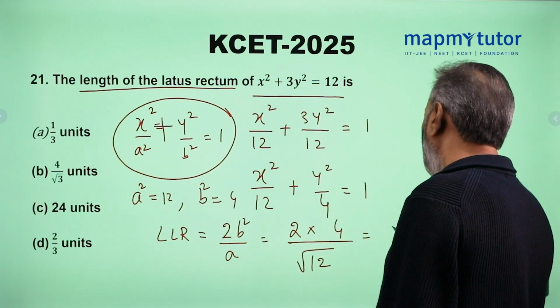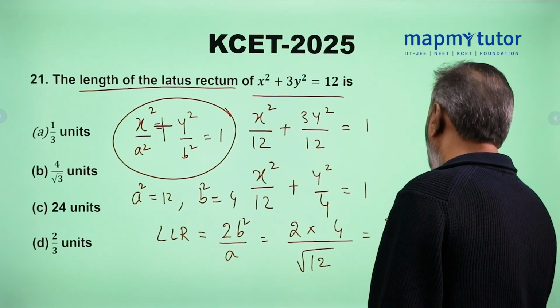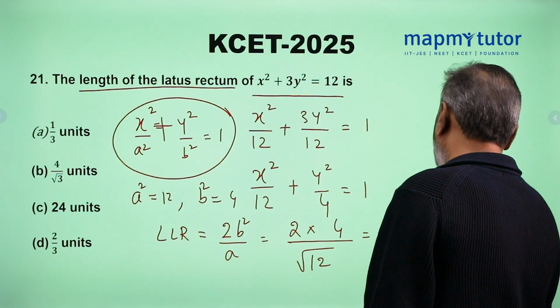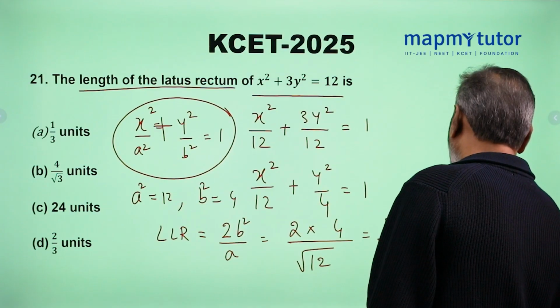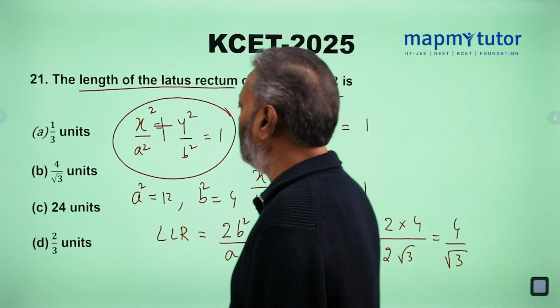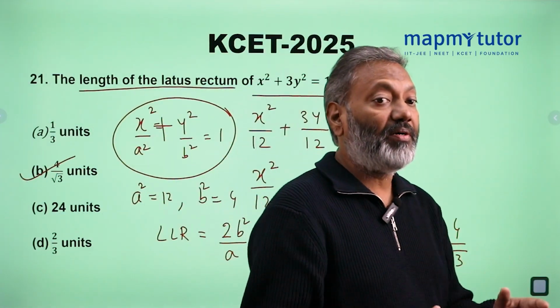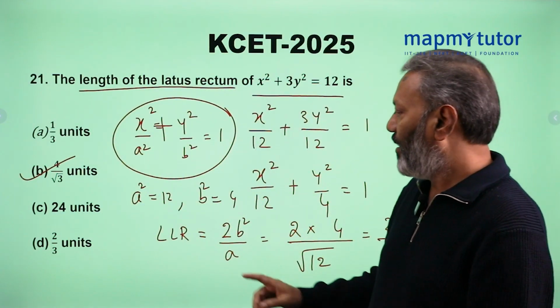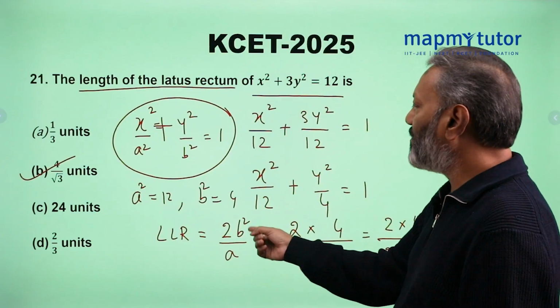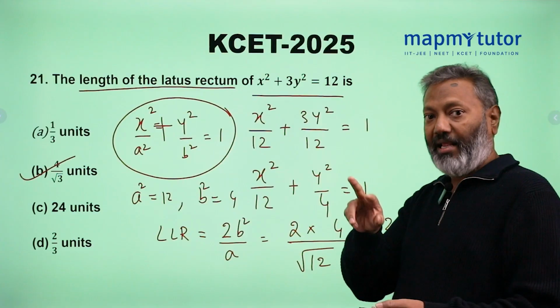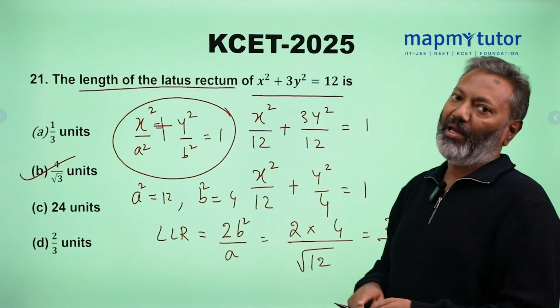Now let us simplify that. 2 into 4 by root 12 is 2 root 3. Therefore, 2 gets cancelled. You will get 4 by root 3. Is it there? Yes, option 2. 4 by root 3 is the length of the latus rectum. What is the formula? 2b square by a, because a is greater than b. In the other case, the other ellipse, a less than b, 2a square by b is the formula.